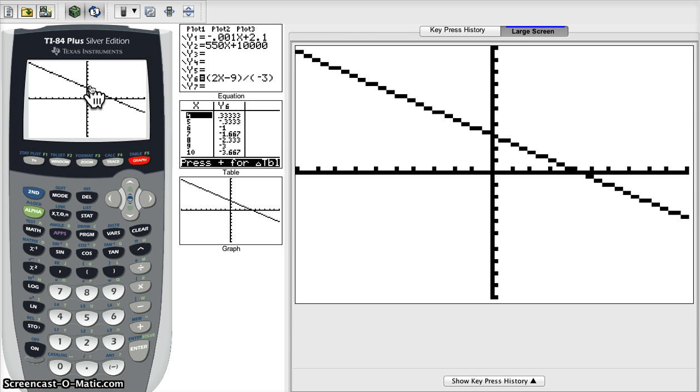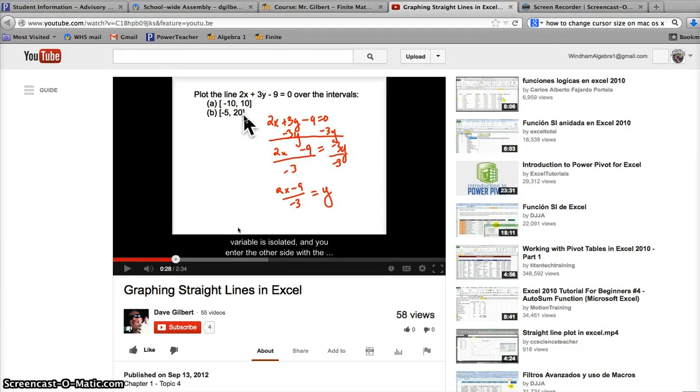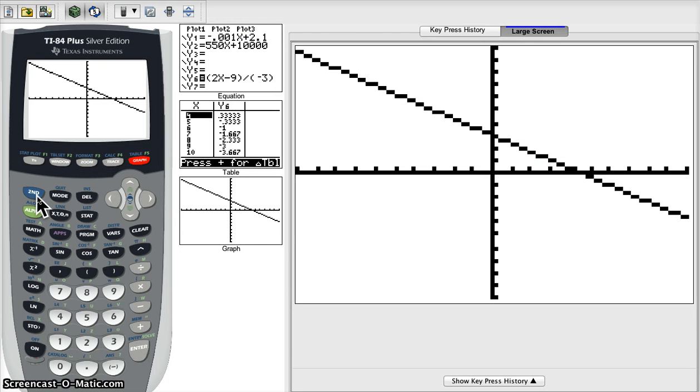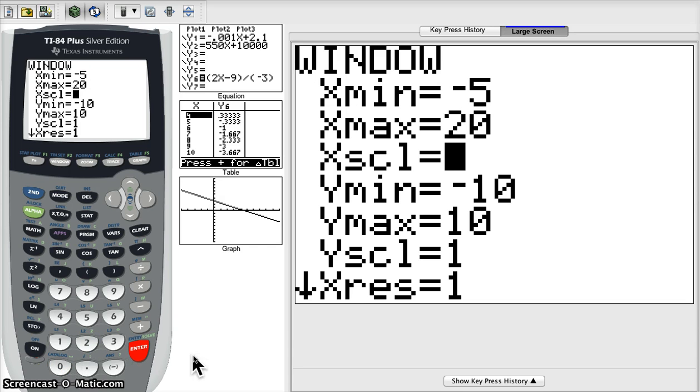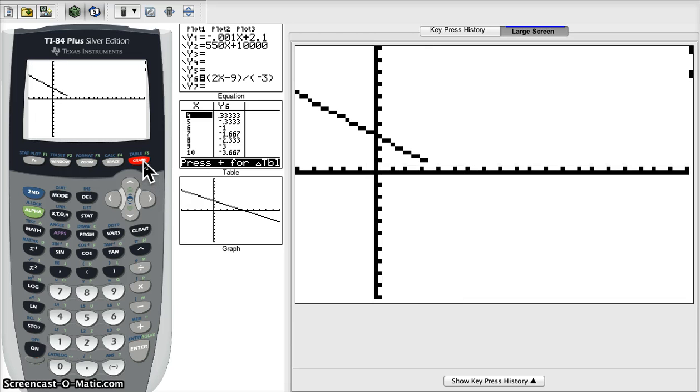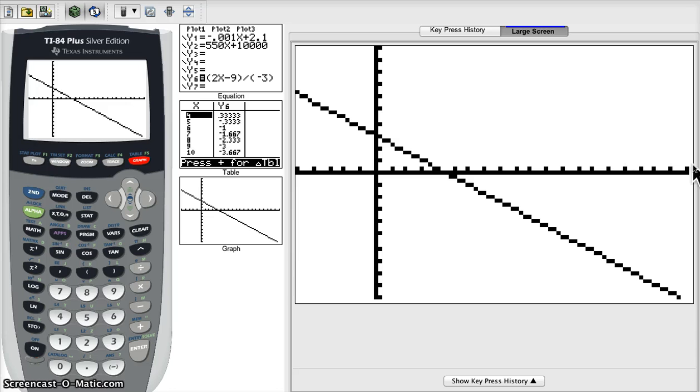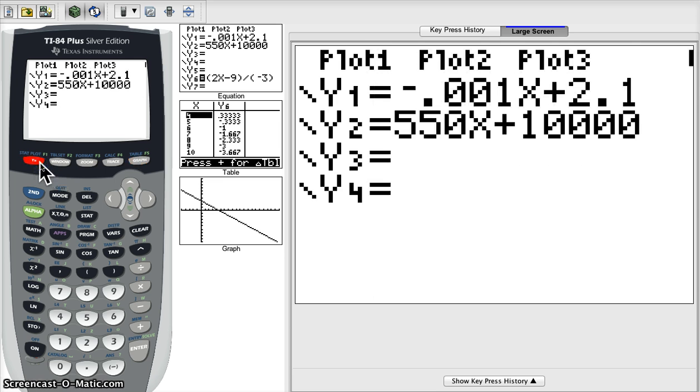Let's change the window first, just like it had us do in this example here, to negative 5 to 20. What we're going to do is go to Window, and we're changing what the x is changing from. So negative 5 to 20. As you can see, that changes what our window looks like. If it doesn't change automatically, we'll hit Graph. Now we can see more of the positive x-axis. A lot of times all we're going to care about is just the positive quadrant, quadrant 1, so we'll change our window accordingly.